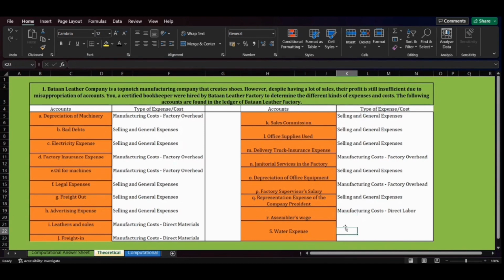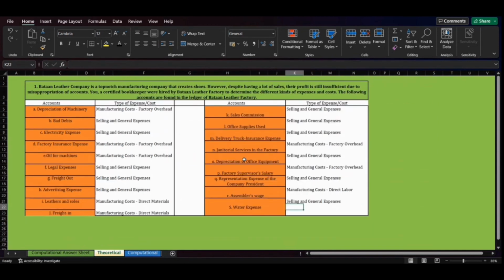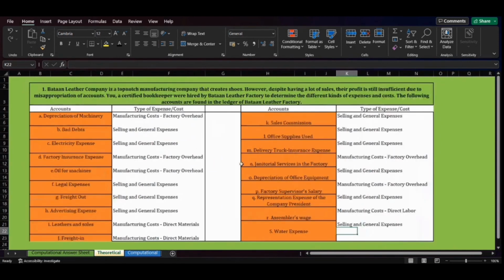And lastly, the water expense. So, we consider this as selling and general expenses. Generally, it is considered as selling and general expenses. But it can also be part of the factory or manufacturing costs if it is specified that it is part of the factory. So, in here, we have answered the problem, and I hope that you have determined the right type of expenses or costs.